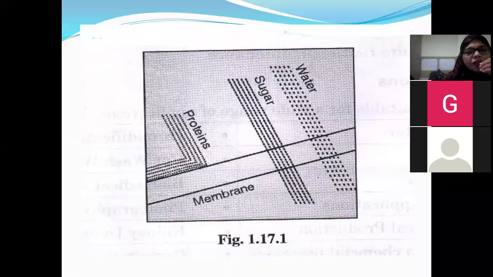Now here the membrane is horizontal and the water is flowing tangentially, meaning the flow is over the membrane. So this is the difference between ultrafiltration and the reverse osmosis process.